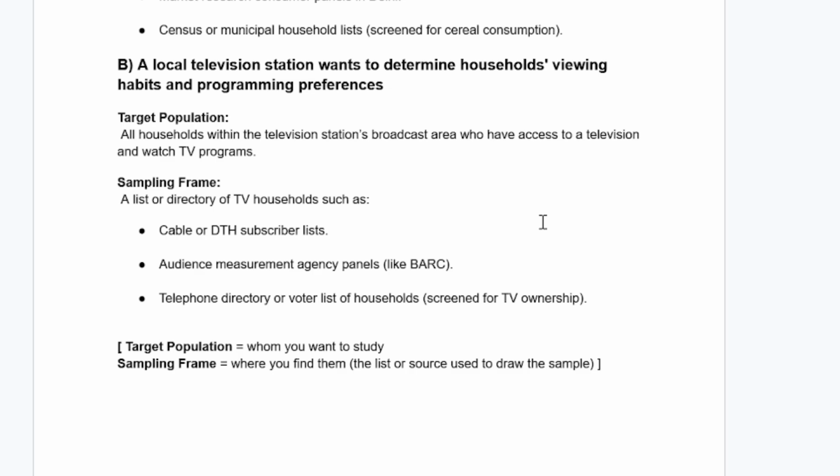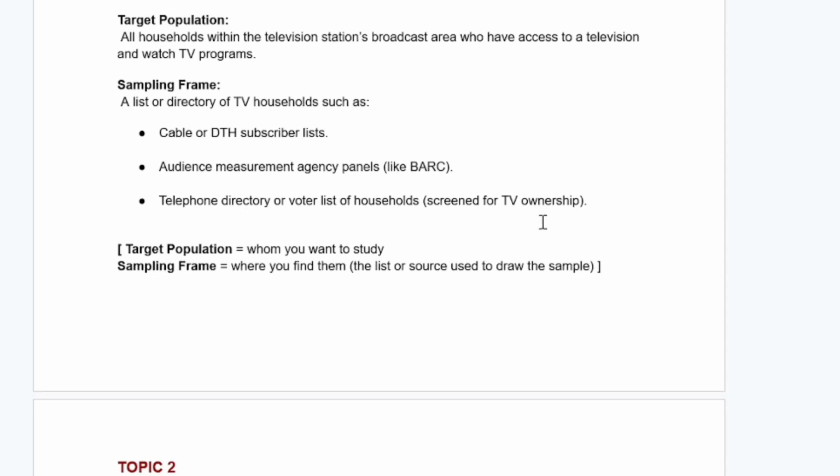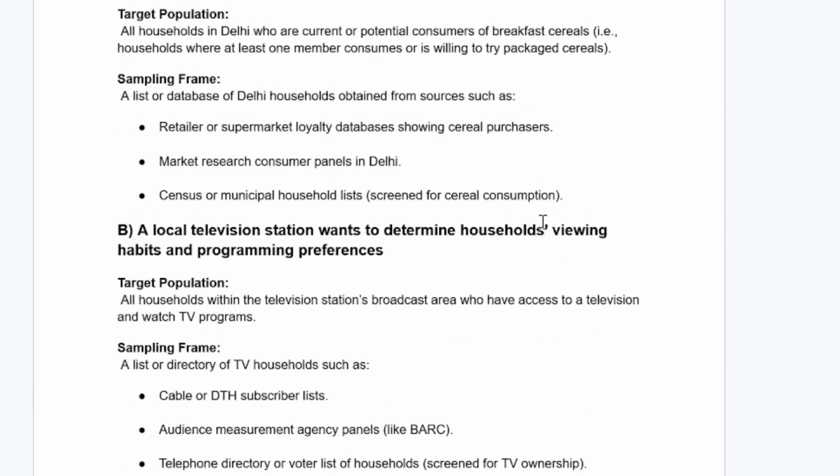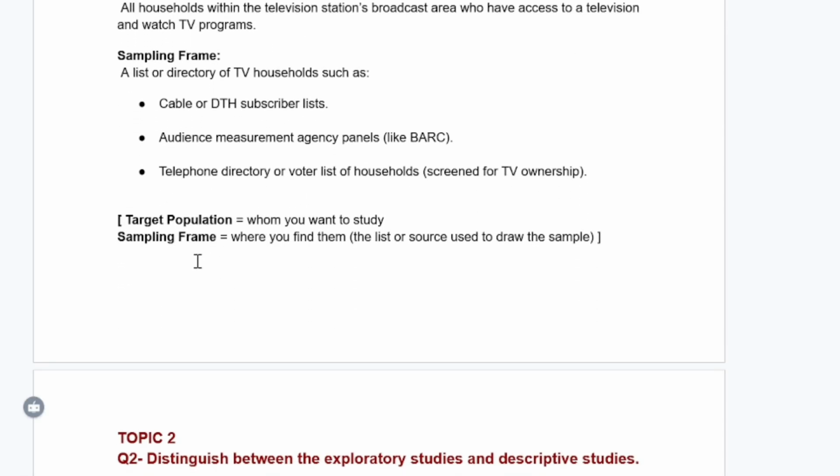So here the target population will be all the households within the television station's broadcast area who have access to a television and watch TV programs. And the sampling frame here will be the list or directory of TV households, such as cable or DTH subscriber lists, audience measurement agency panels, telephone directory or voter list of households screened for TV ownership. So in this question, the one point we need to understand is the difference between target population and sampling frame. Basically, target population is whom we want to study, and sampling frame is where we can get the list, the source from which the sample is drawn.